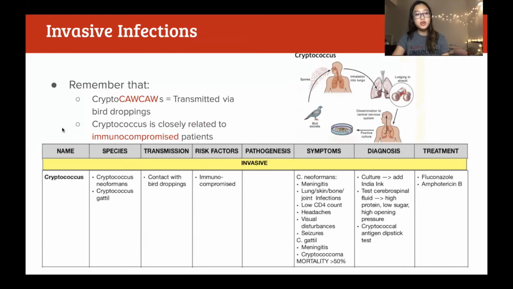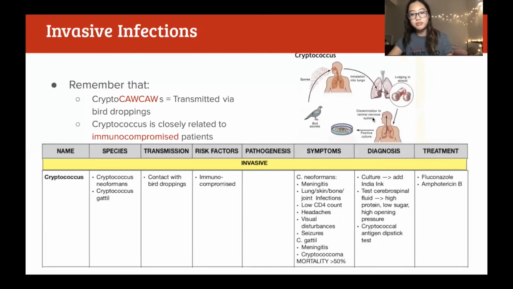Okay, so more invasive infections, remember cryptococcus, right? It's transmitted by bird droppings. So remember cryptococcus, like a bird, caca. Cryptococcus is transmitted by bird droppings. As you can see in this chart here, I couldn't really get a picture because most of the pictures are just x-rays and stuff like that. But basically the picture here is when you have bird droppings, it goes into your lungs, lodges in your alveoli, and enters your CNS, and then it wreaks havoc upon your nervous system. So that's not very good.